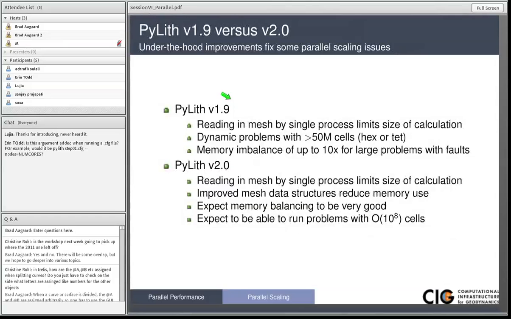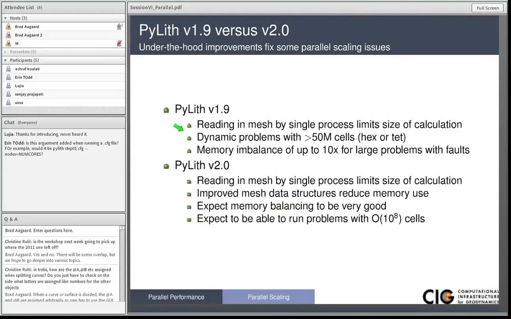So a few final comments before we start writing in parallel and looking at the batch system: how version 1.9 will differ from version 2.0. In both cases, we read in the mesh by a single process, and so that's limiting the size of the calculation. With PyLith versions about 1.7 to 1.9, we've been running dynamic problems with greater than 50 million cells, either hex or tet meshes. Those aren't huge problems, but you certainly can do quite a bit of science with those type of problems.